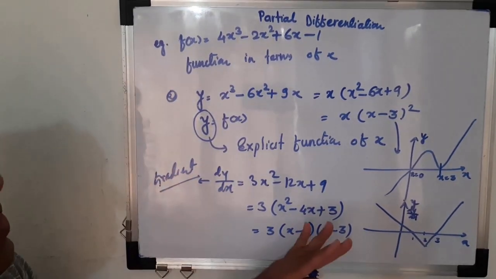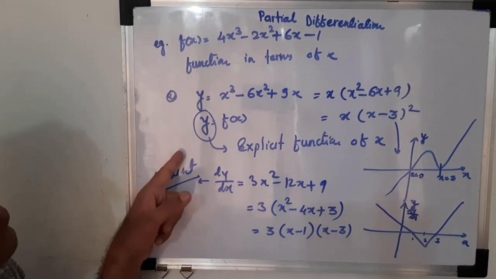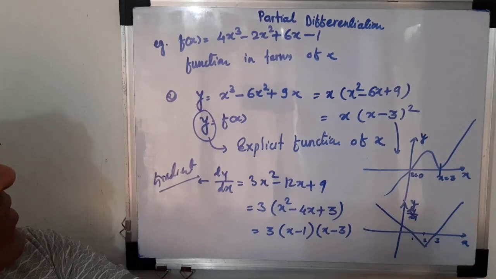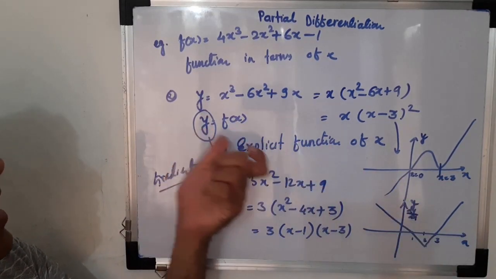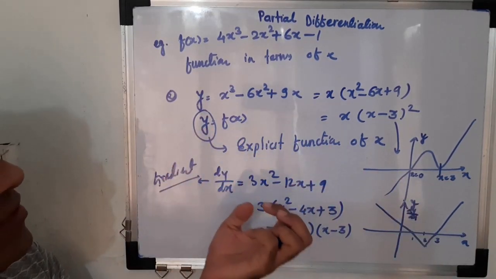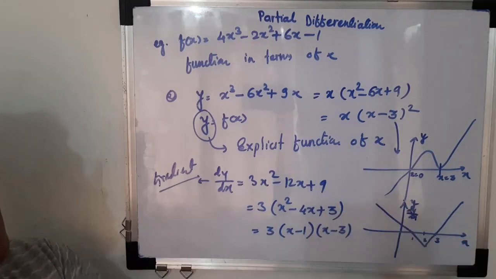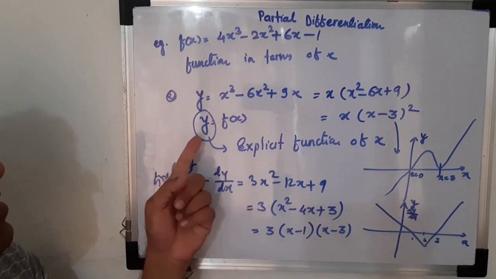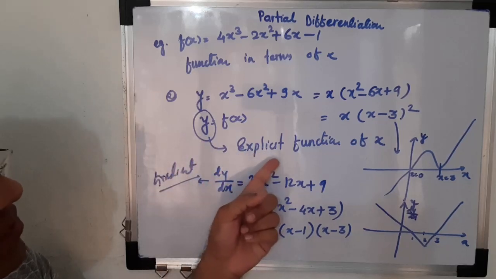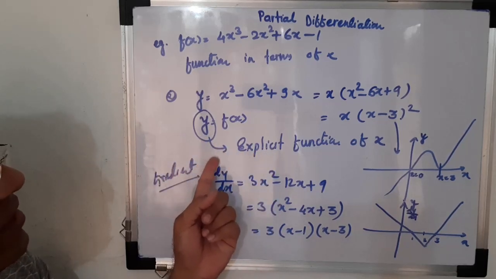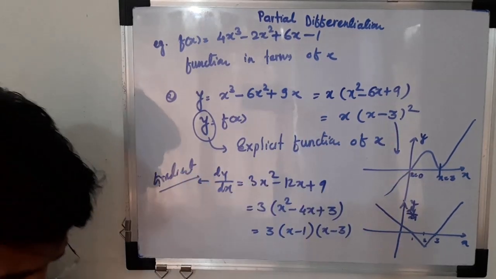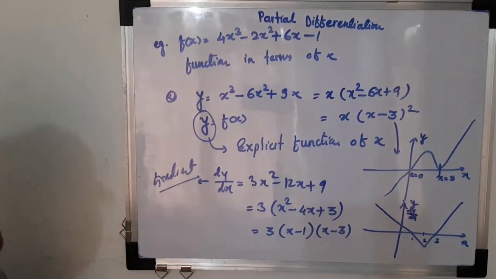So I will not go into the detail. The important part is here. Suppose you can write any function in terms of something, that is nothing but the given function being easily separable from your independent variable. So in that case, y is called an explicit function of x. Now we'll take a different example.